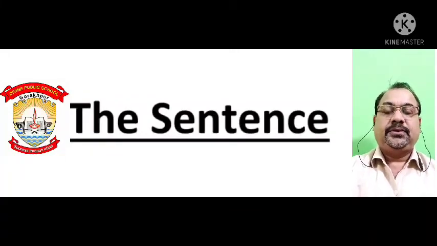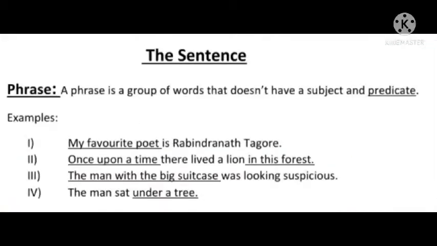In this video, we will discuss the sentences and their types along with subject and predicate. So let's begin. So children, let's start the sentence. But before that, let me explain you phrase. What's a phrase? A phrase is a group of words that doesn't have a subject and predicate.